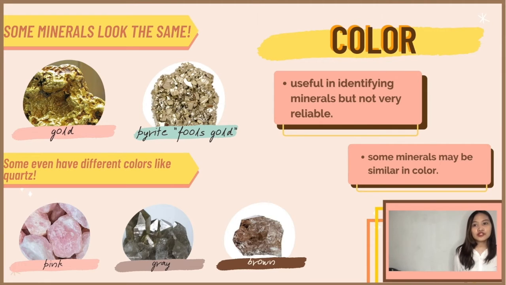Now, color may be useful but it isn't very reliable. This is because some minerals can be very similar in color. A good example is gold and pyrite. Pyrite is commonly referred to as fool's gold because it looks a lot like it. Also, some minerals may come in varying colors. Again, like quartz, though usually clear, it comes in a variety of colors like pink, gray, and even brown. As Erliana had stated a while ago, minerals' physical properties are caused by the particular orders of atoms. Thus, the variation of quantity of some elements may change and affect their colors.